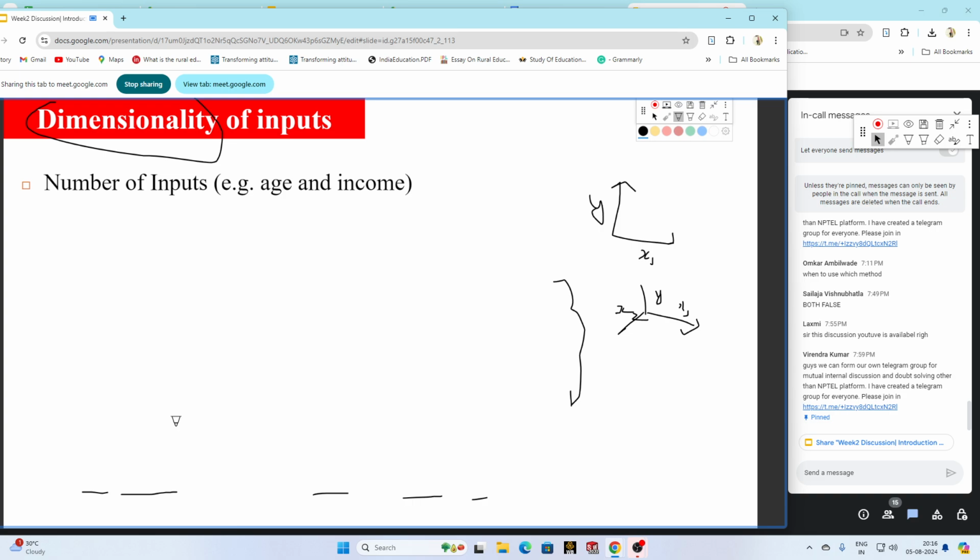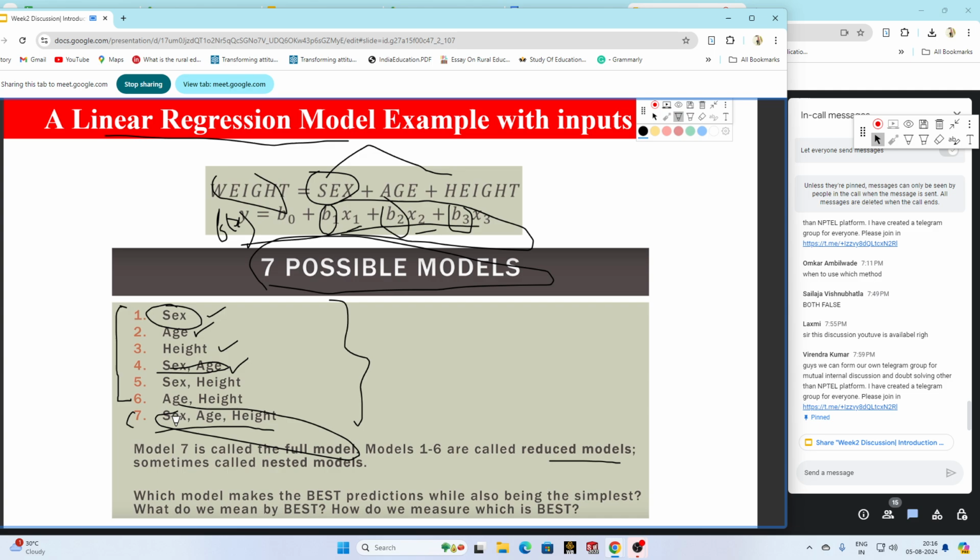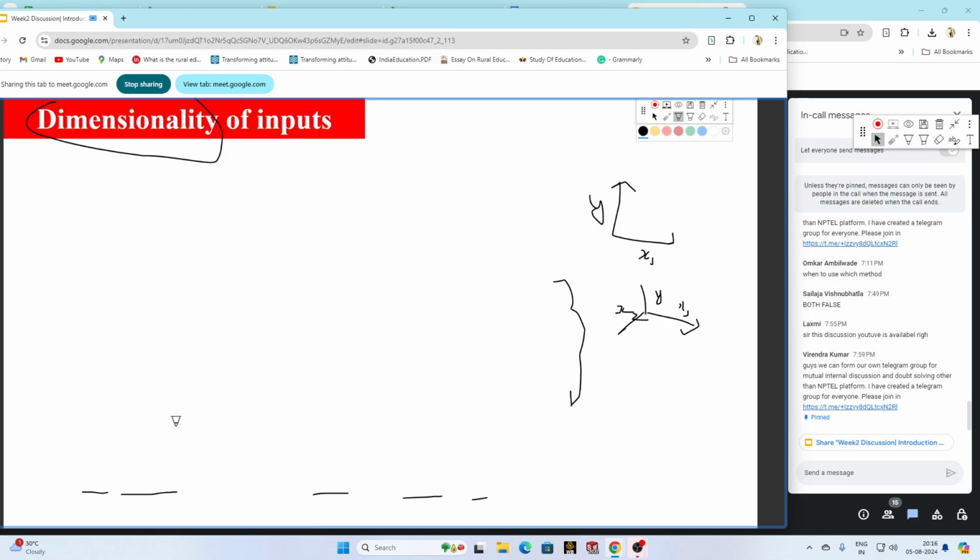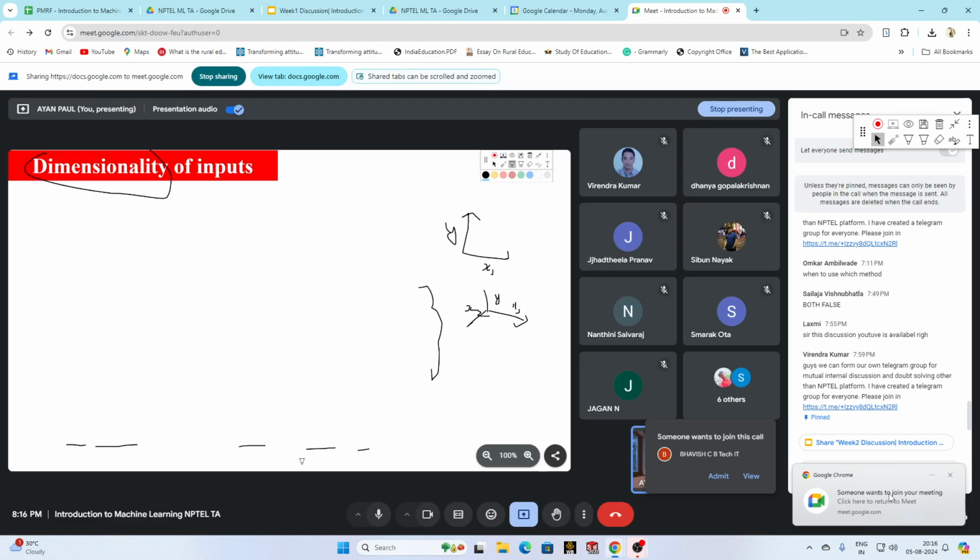Now, dimensionality of inputs. Whatever we have discussed till now concerns only three input parameters, but in real scenarios the number of input parameters can vary, and it can go beyond 100.